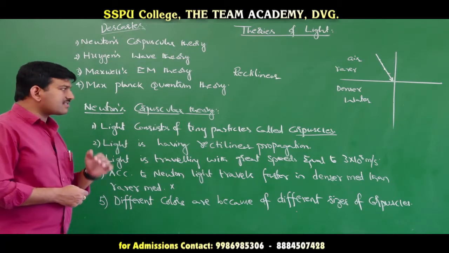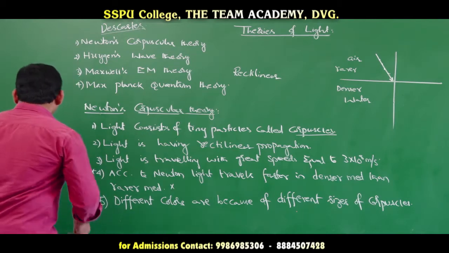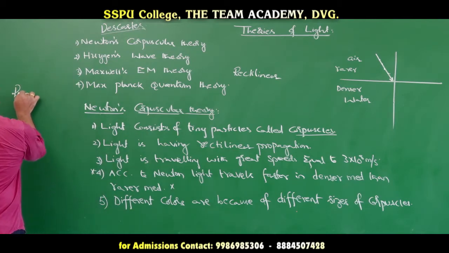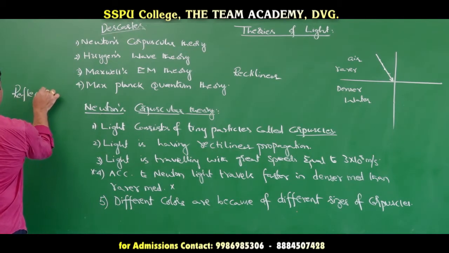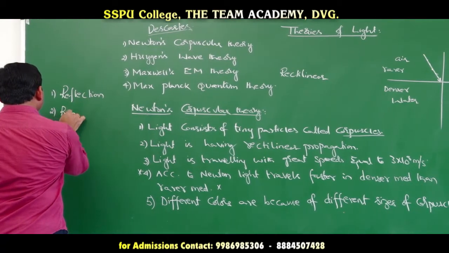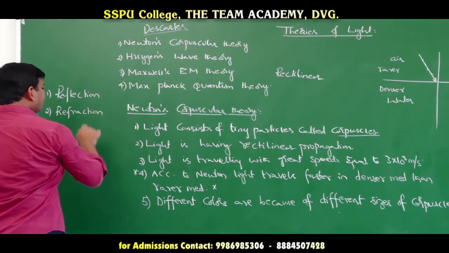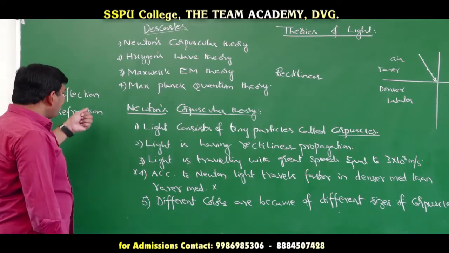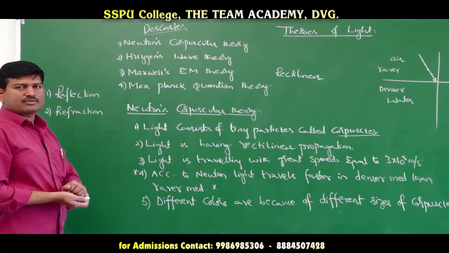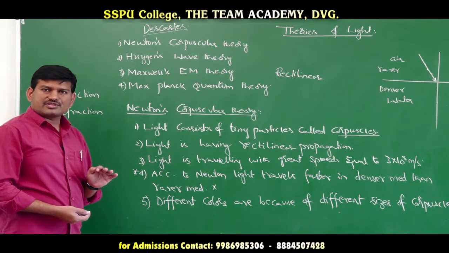And what is the success of this theory? This theory can successfully explain optical phenomena like reflection and refraction. Reflection can be explained based on this, and even refraction can also be explained using Newton's corpuscular theory. But it cannot explain the further newly observed optical phenomena like interference, polarization, and diffraction.